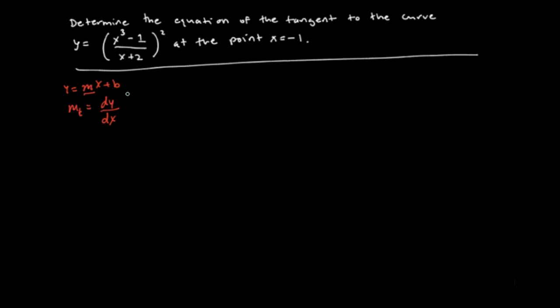Now in this case we need to actually utilize the chain rule. So if we're using the chain rule, I'm going to do the derivative of the outside, 2 times x cubed minus 1 over x plus 2 to the power 1, but then you have to do the derivative of the inside. Now the derivative of the inside appears as a quotient of two functions. You have x cubed minus 1 divided by x plus 2. So we actually have to employ the quotient rule. So I'm going to do the quotient rule out here separately.